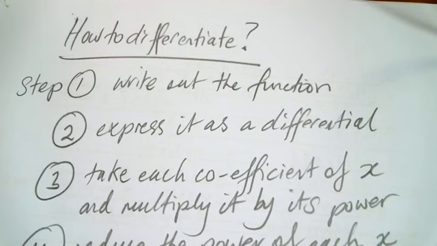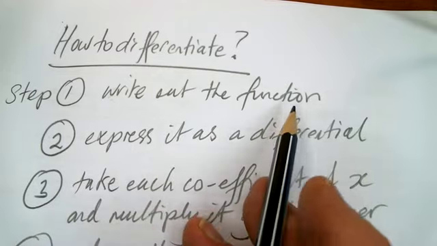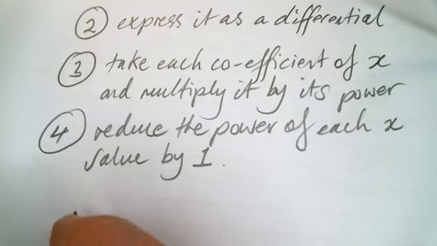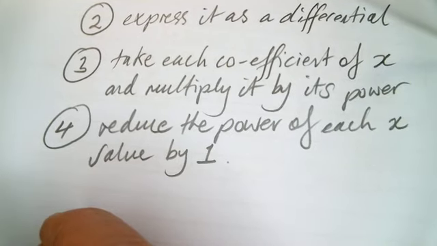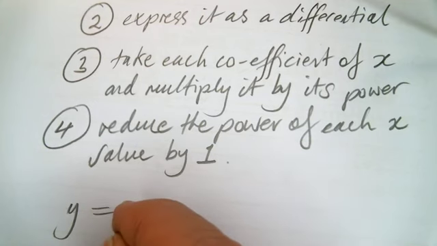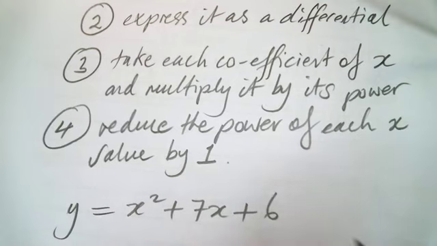So the first thing is step one, we're going to write out the function. So in this case, I'm going to choose this one here. It's nice and simple. Let's say it's going to be y equals, let's choose one, x squared plus 7x plus 6.